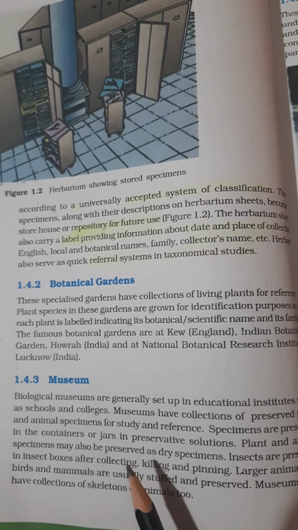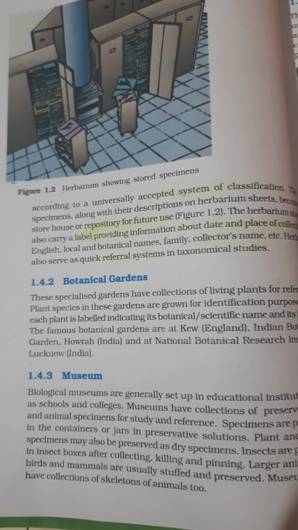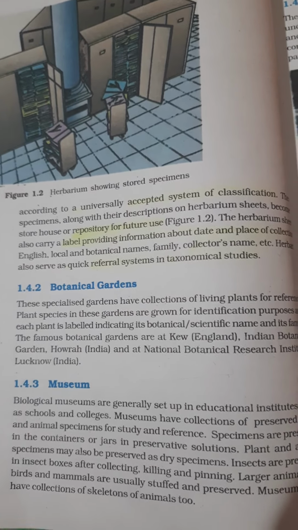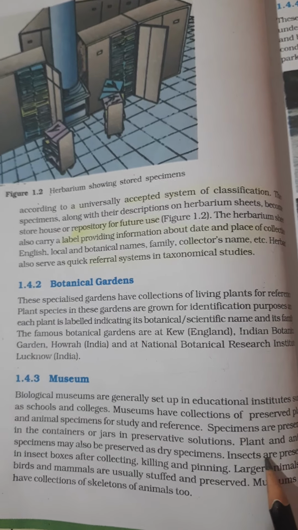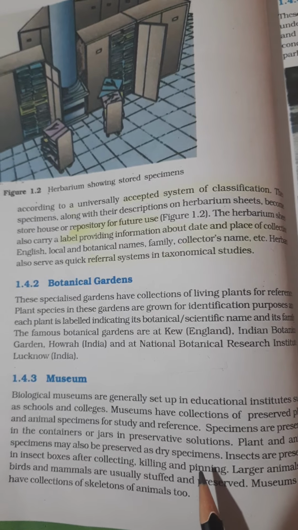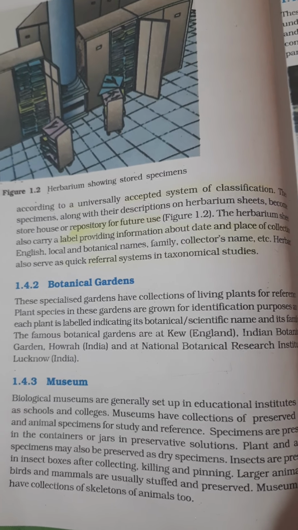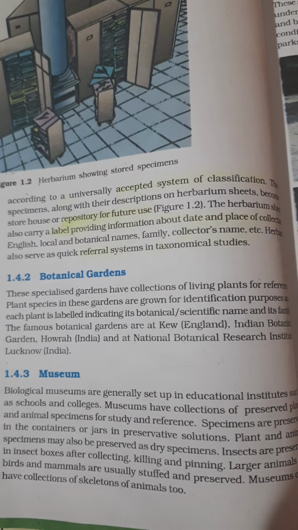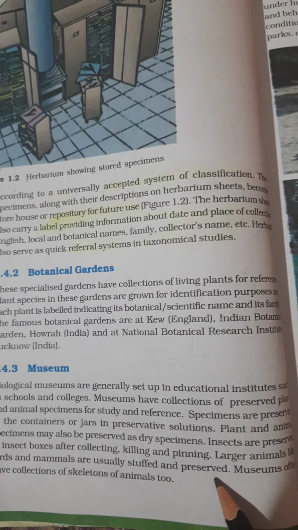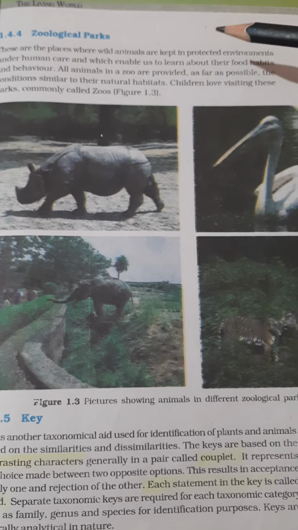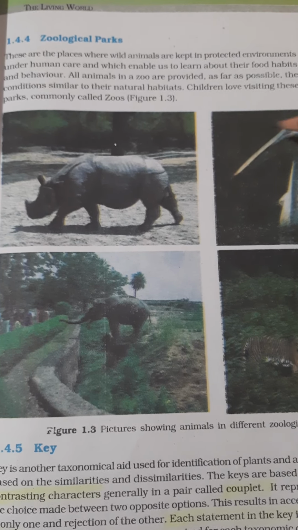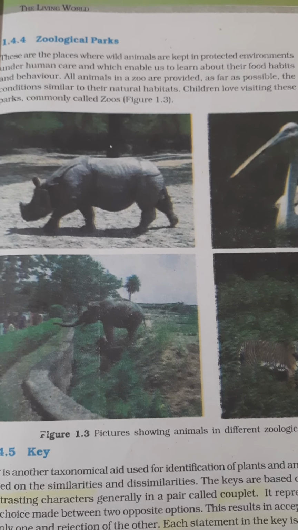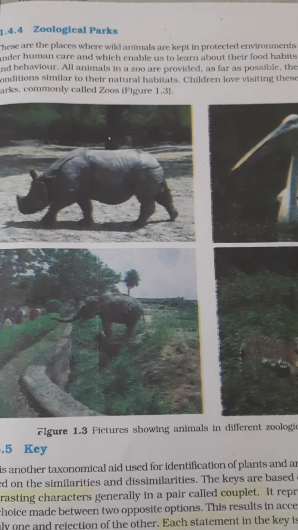Then museums. Museums are set up as educational institutes where tours for school and college students can be carried out. These specimens are preserved in certain solutions. These are dry specimens, or we can collect and kill them and pin them on a solid support, and these are preserved for reference. Next, coming to zoological parks. Zoology means animals. So the zoos, we all have been to zoos. It's a protective environment for the animals.